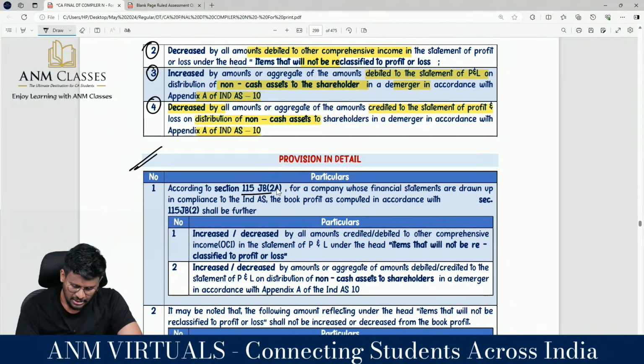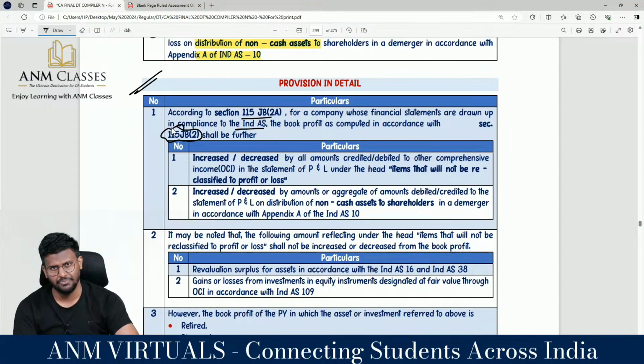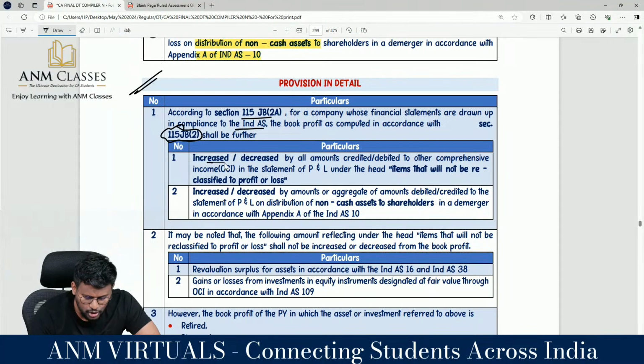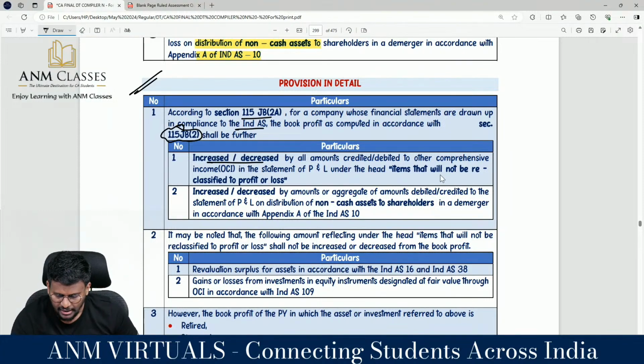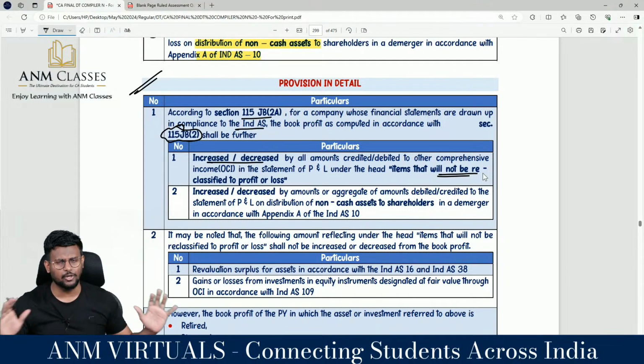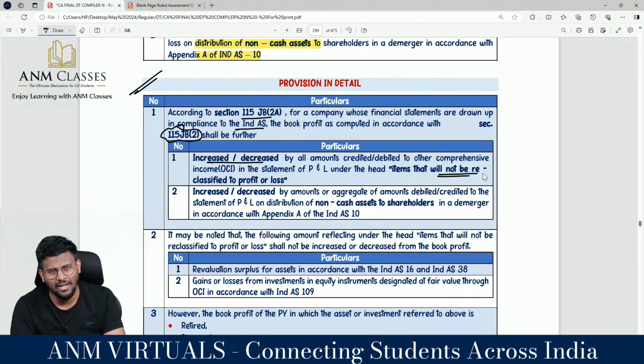Are you getting? For a company whose financial statements are drawn up in compliance with Ind AS, book profit as computed in accordance with 115JB subsection 2 shall be further, number 1, increased or decreased by all the amount credited or debited to OCI in the statement of P&L under the head income that will not be reclassified to P&L account. So there will be two categories of items: income that will be reclassified to P&L and income that will not be reclassified to P&L.